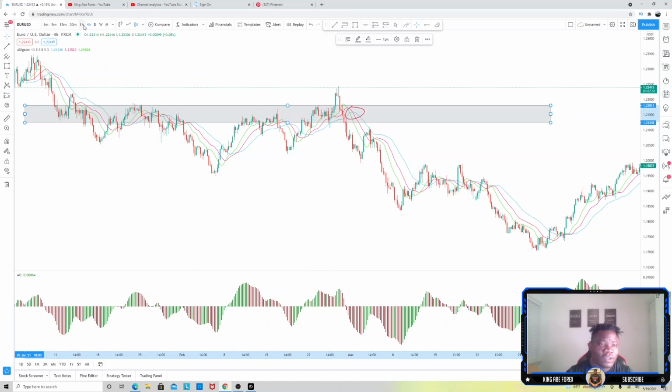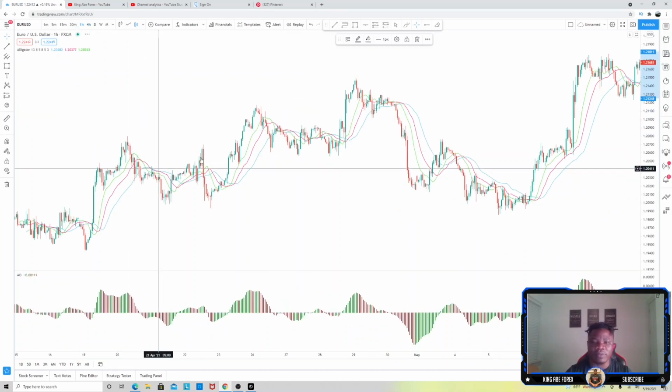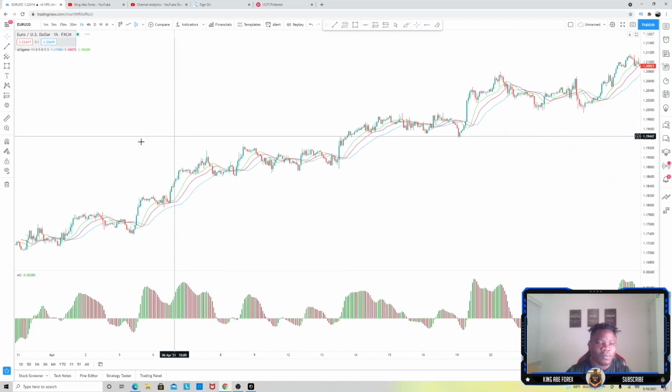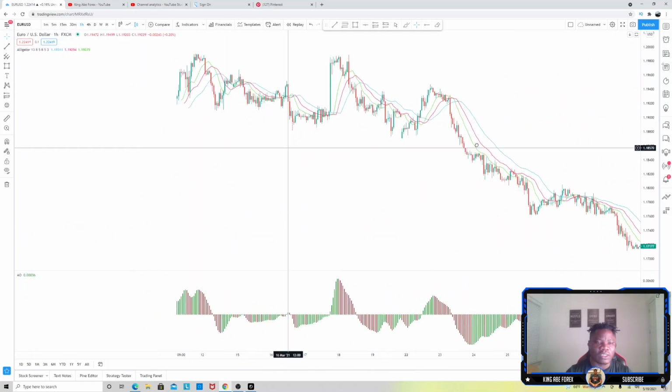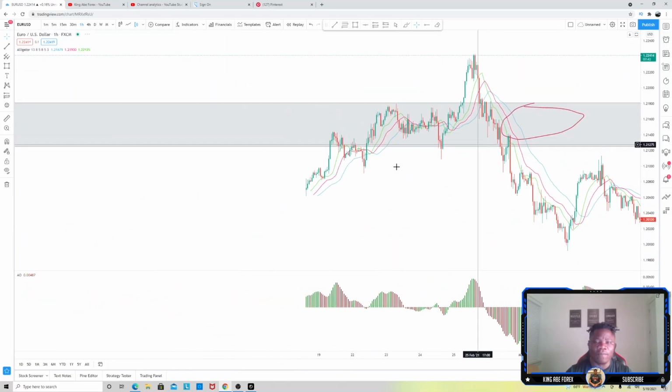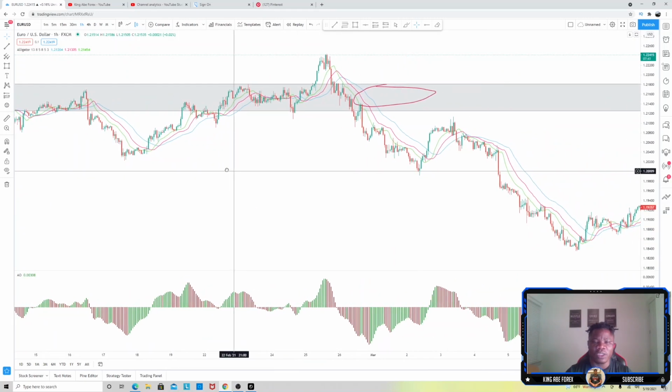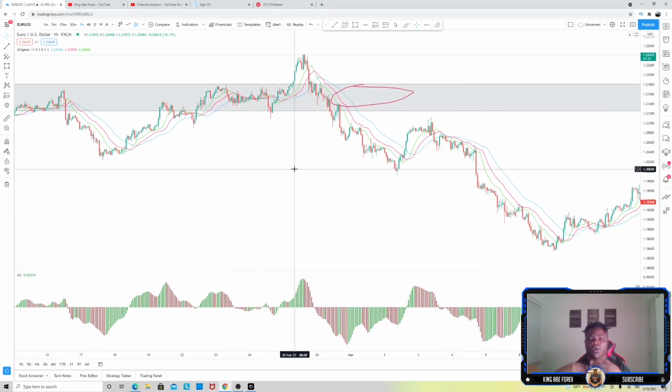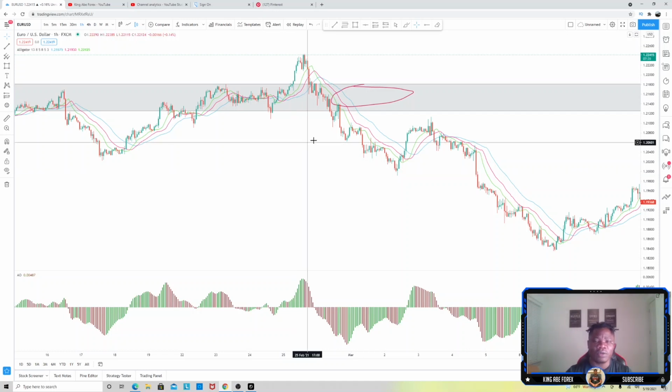Now you can comfortably go back to the 1 hour time frame, and let's look for that zone on the 1 hour time frame. Now this is the zone right here on the 1 hour time frame. Now what you do is, once you have all your confirmation, you just enter, you wait for the retest.